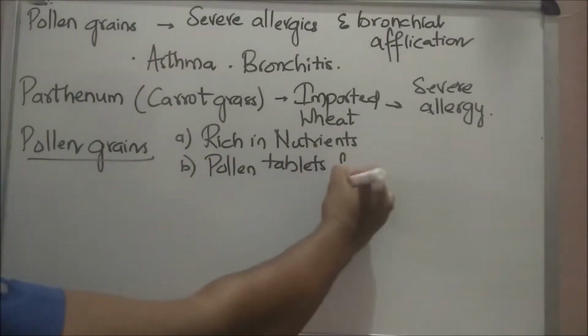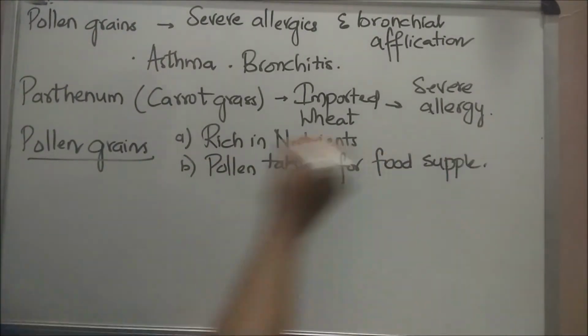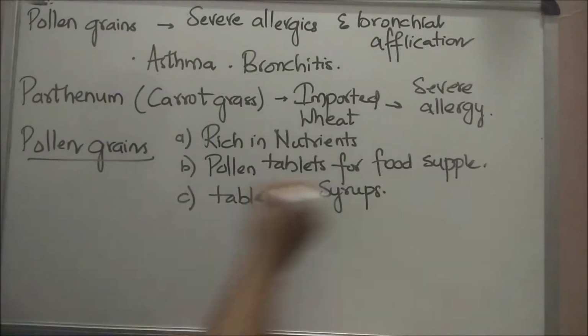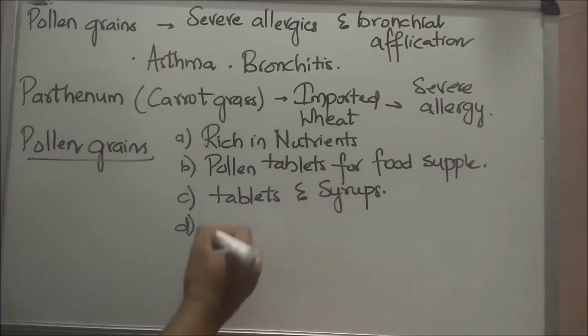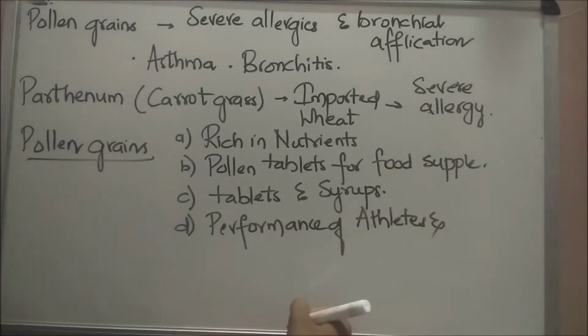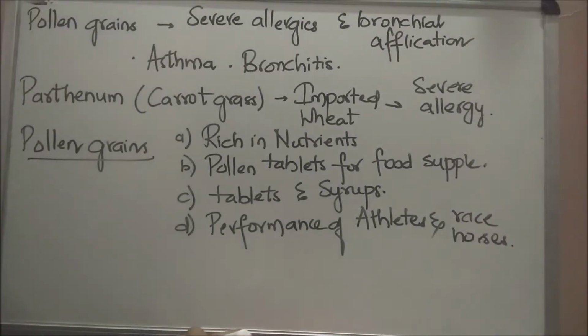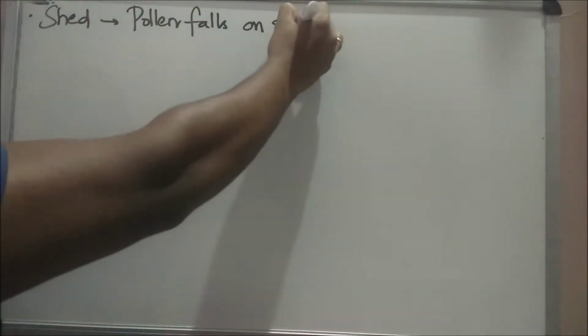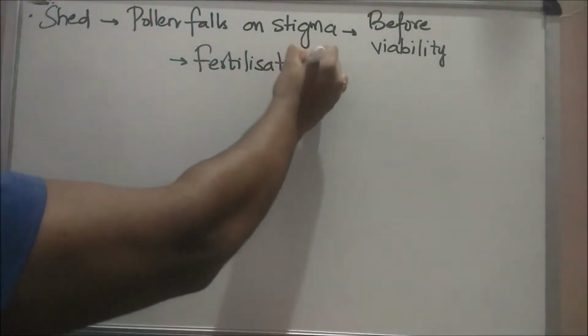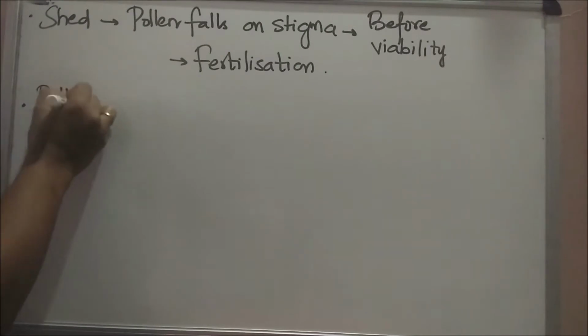Pollen grains are used because they are rich in nutrients. They are used as pollen tablets for food supplements. In the Western world, pollen products are used in the form of tablets and syrups which are available in the market. Pollen consumption increases the performance of athletes and race horses. Once shed, pollen grains land on the stigma before they lose viability, which brings about fertilization.